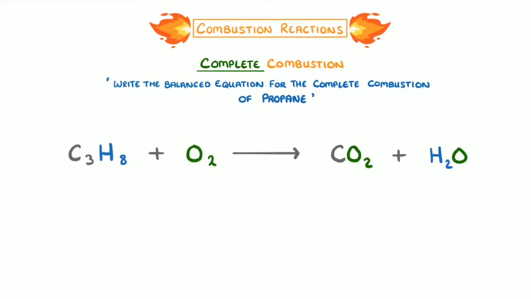We know that on the left we have 3 carbons, so on the right we'll need 3 CO2s. We also have 8 hydrogens on the left, so because each H2O molecule contains 2 hydrogens, we know we'll need 4 of them on the right. Then lastly, we need to balance the oxygens. On the right, we now have 6 oxygens in the CO2s, plus 4 oxygens from the waters, so 10 in total. So to get 10 on the left, we'll need 5 oxygen molecules. And finally, we just need to double check that all the numbers balance, which they do, so we're done.